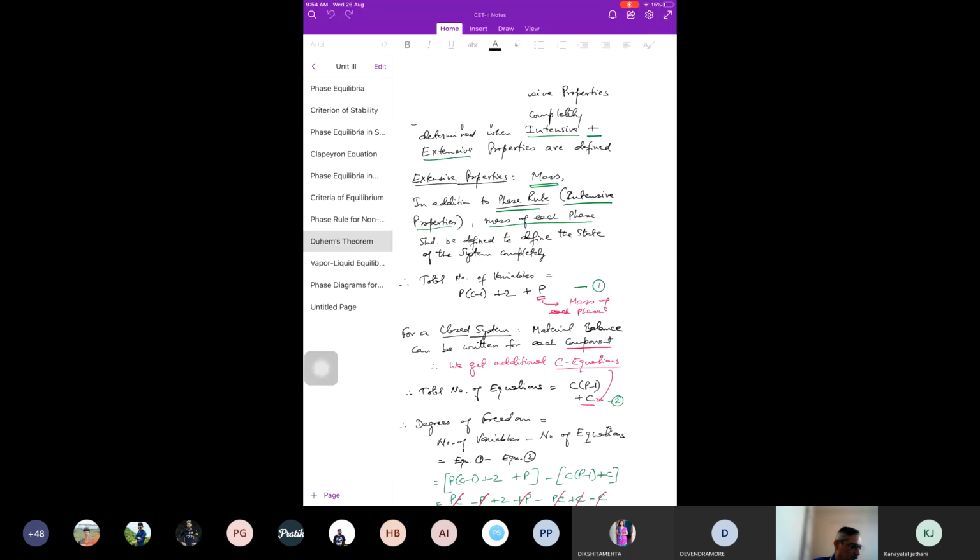And that is what Duhem's theorem talks about, right? The state of system is completely determined only when we have intensive plus extensive properties defined. Quantity of water also needs to be defined, whether I took 1 kg or 1 ton. Extensive properties we have seen, mass, volume, whatever. So in addition to phase rule for intensive properties, mass of each phase should be defined to define the state of the system completely. If I took 2 phases, the mass of liquid and the mass of vapor should be known. Then we can say it is a completely defined system, right?